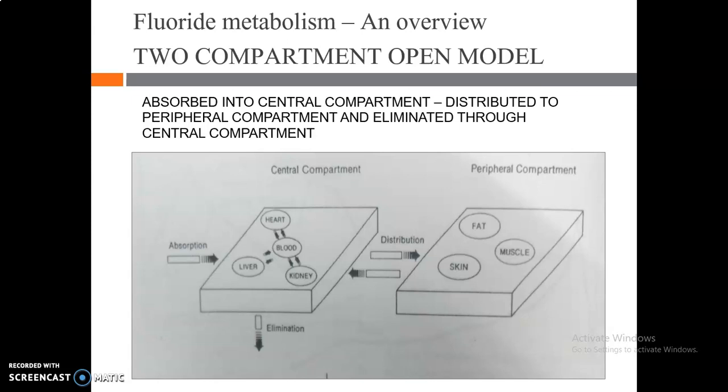So the overview of metabolism of fluoride is it follows a two-compartment open model. That is, there are two compartments. The first compartment is called the central compartment and the second compartment is called the peripheral compartment. As soon as the fluoride is ingested, it is absorbed into the central compartment, it is distributed to the peripheral compartment, and it is transferred back to the central compartment from where it is eliminated. So this model is known as the two compartment open model, which is used to describe the metabolism of fluoride.